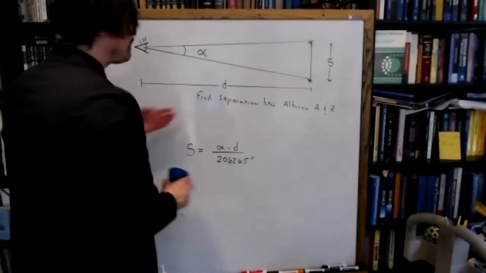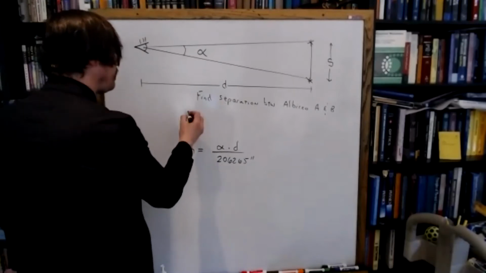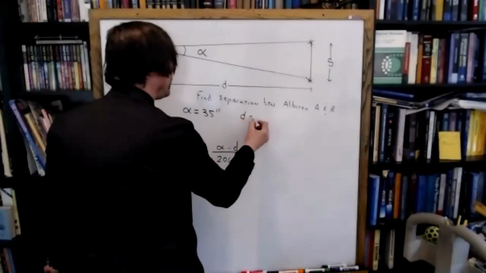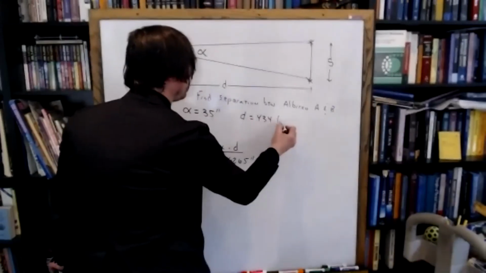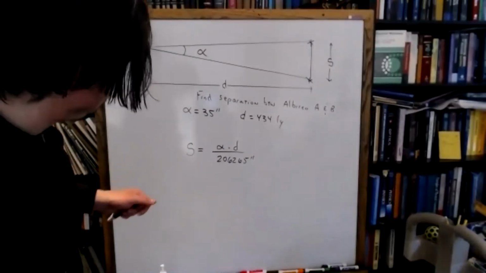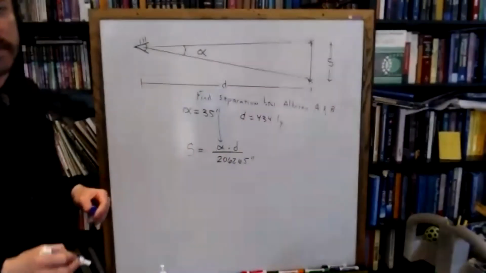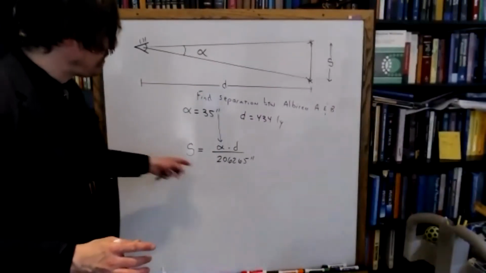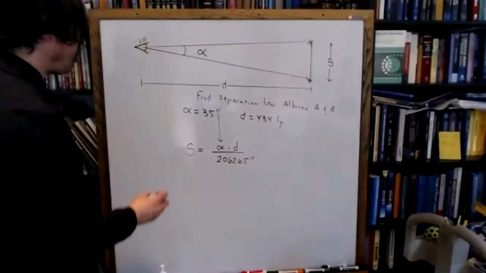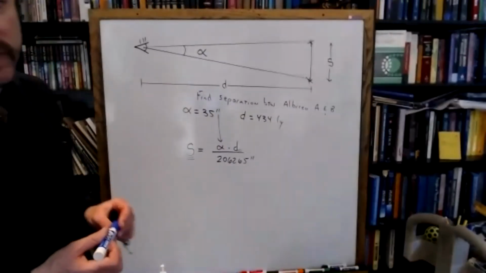Okay, let's find the separation between Albireo A and B. We know that they're separated by an angular separation of 35 seconds of arc at a distance of 434 light years. Now, I'd like to start off by pointing out to the class that while alpha must be in arc seconds for this formula to work, distance and separation are both quantities of length. So all that we really need is for these guys to have the same units to work.